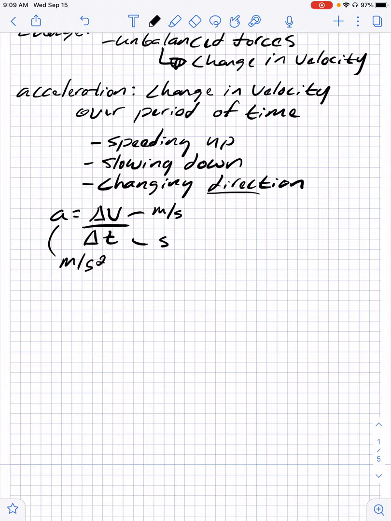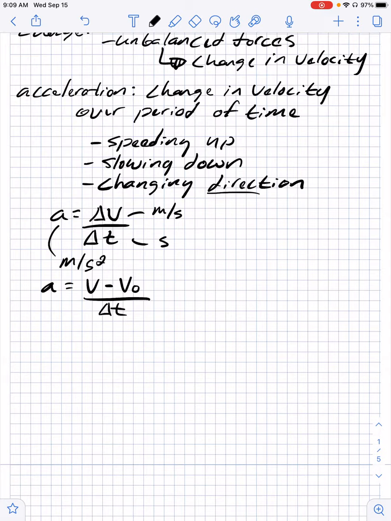Now we can sometimes expand that a little bit, because to find the change in anything, it's final minus initial. So if I rewrote that, acceleration is equal to my final velocity v minus my initial velocity v naught, over a period of time. Sometimes you might see the equation written this way, but it's the same thing: an object's change in velocity over time.